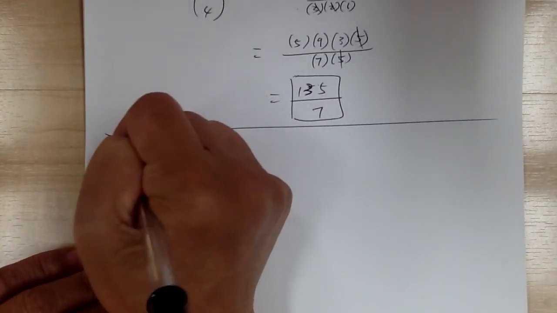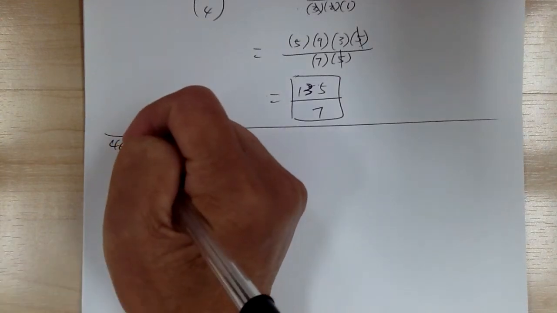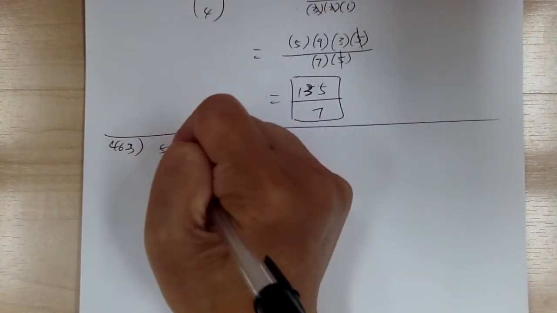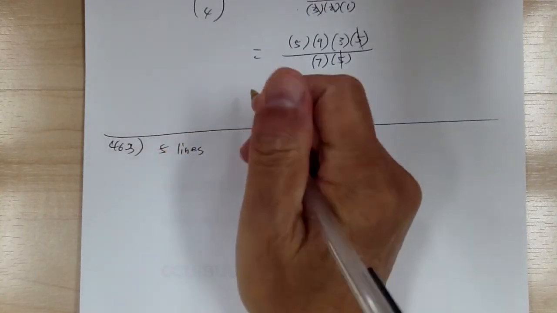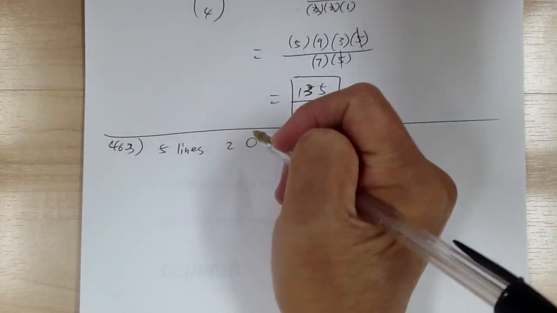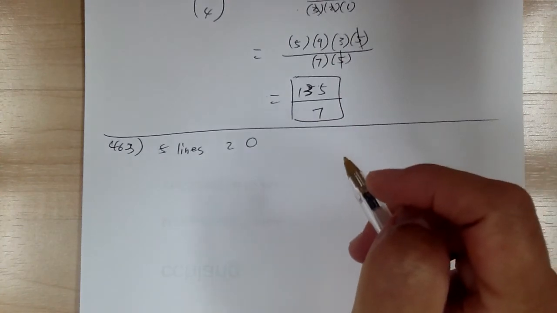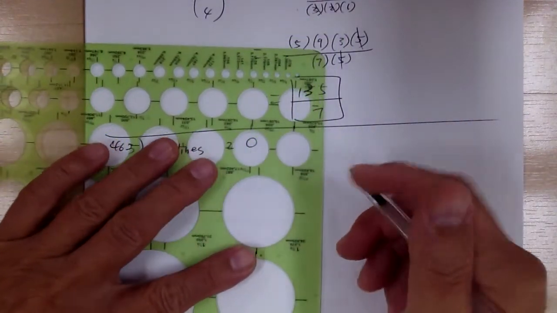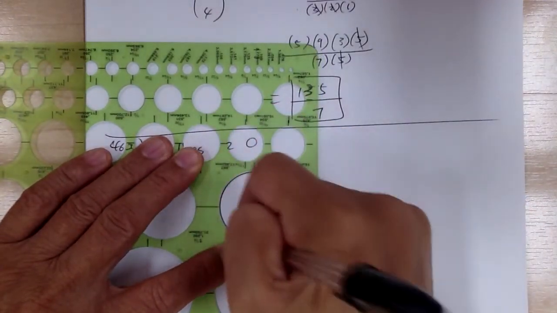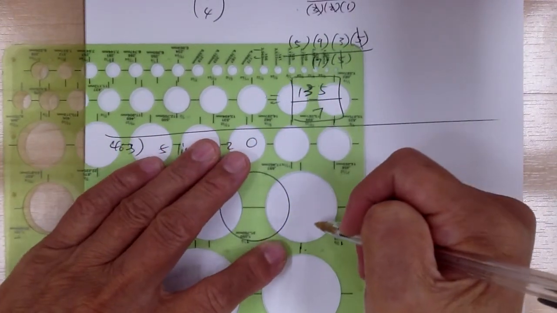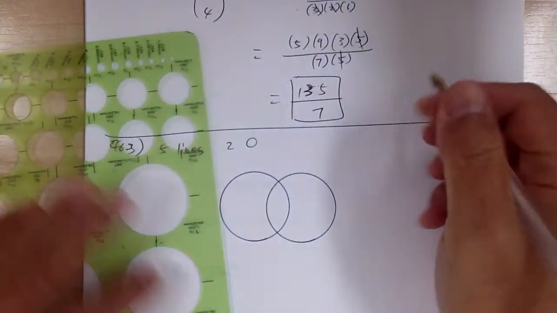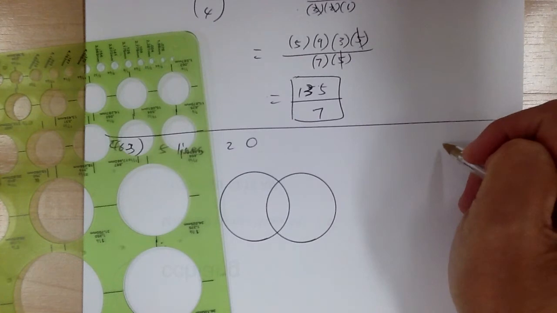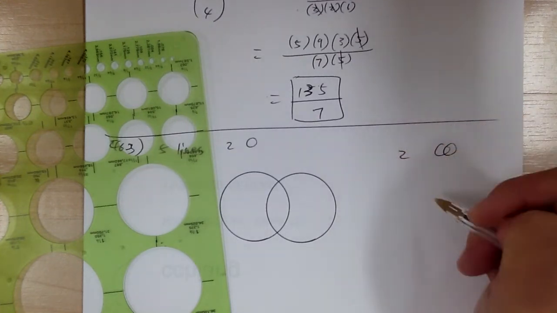Okay, 463. You are given 5 lines and 2 circles in a plane. What's the max number of possible intersection points along these 7 objects? Okay, so if you have 2 circles, the maximum intersection would be 2. So the circles will give you 2 intersections.